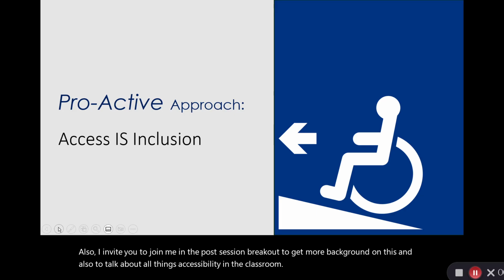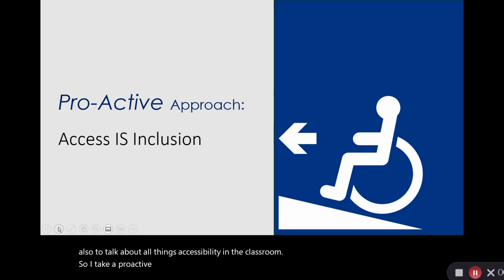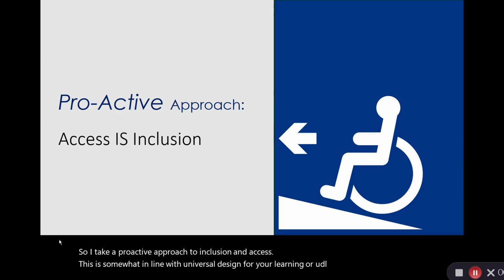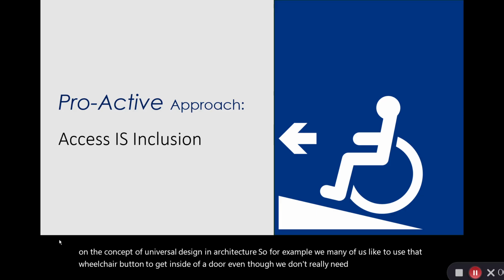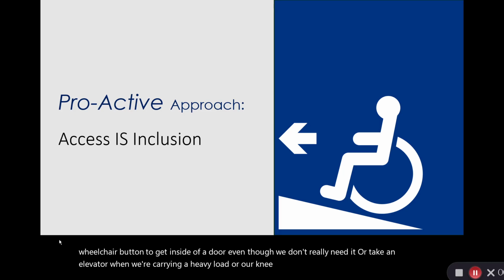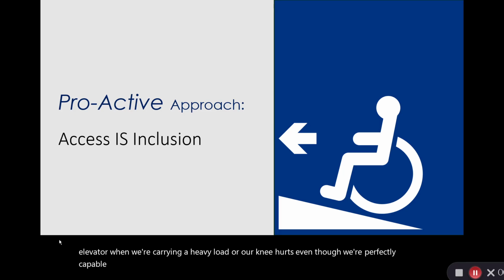So I take a proactive approach to inclusion and access. This is somewhat in line with Universal Design for Learning, or UDL principles, which is based on the concept of universal design in architecture. So, for example, many of us like to use that wheelchair button to get inside of a door, even though we don't really need it. Or take an elevator when we're carrying a heavy load or our knee hurts, even though we're perfectly capable of climbing the stairs and don't have any legal accommodations, right?